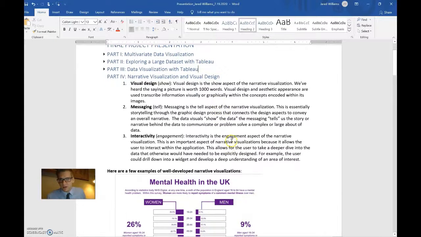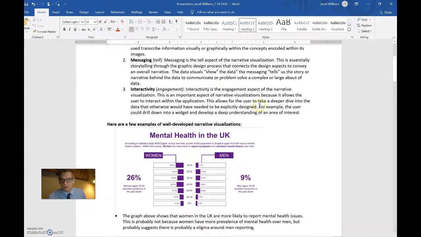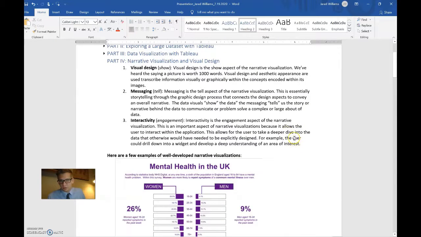And then third, interactivity or engagement. When someone's engaged and able to move through and take part in the data, they're most likely going to take away more than somebody who is not engaged.